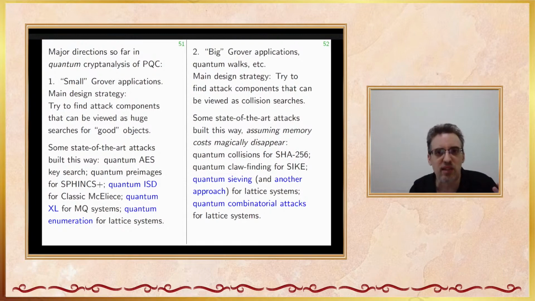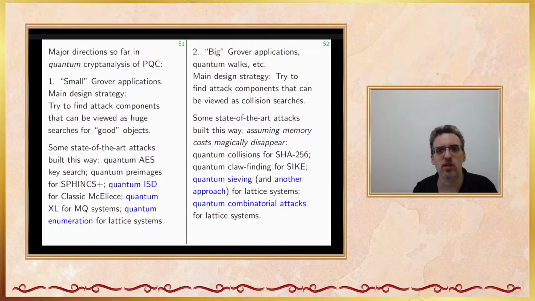Now, people investigate these hoping there's going to be some magical way for memory costs to disappear. And so that's where we get the quantum collision attacks I mentioned before, or very similar to that is the best quantum attack, assuming memory costs disappear, against SIKE, which is isogeny-based crypto. Quantum sieving is another kind of attack against lattice systems. There are 2 recent papers which are improving that using quantum walks. And then there are also quantum combinatorial attacks against lattice systems.